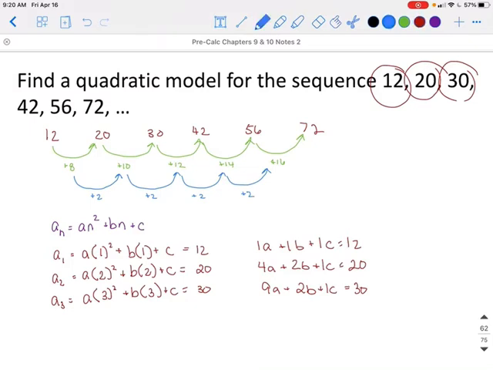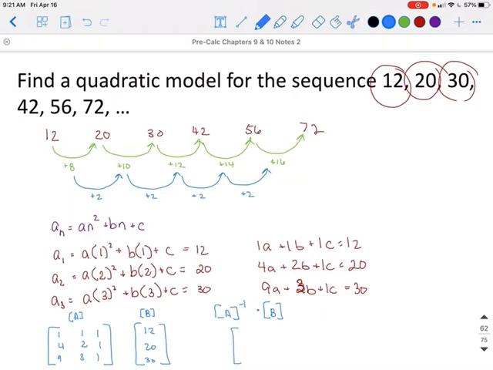Now that we have this in the form, we can put these into matrices. So our matrix A would be 1, 1, 1, 4, 2, 1, and 9. This should be a 3, not a 2, because 3 times b gives us 3b. So it should be 9, 3, 1. We know that matrix B will be the solutions, so it'll be 12, 20, and 30. And to do this, you can do the inverse of A times matrix B, and you will get from our matrix for our solution 1, 5, and 6. So that means a is equal to 1, b is equal to 5, and c is equal to 6.